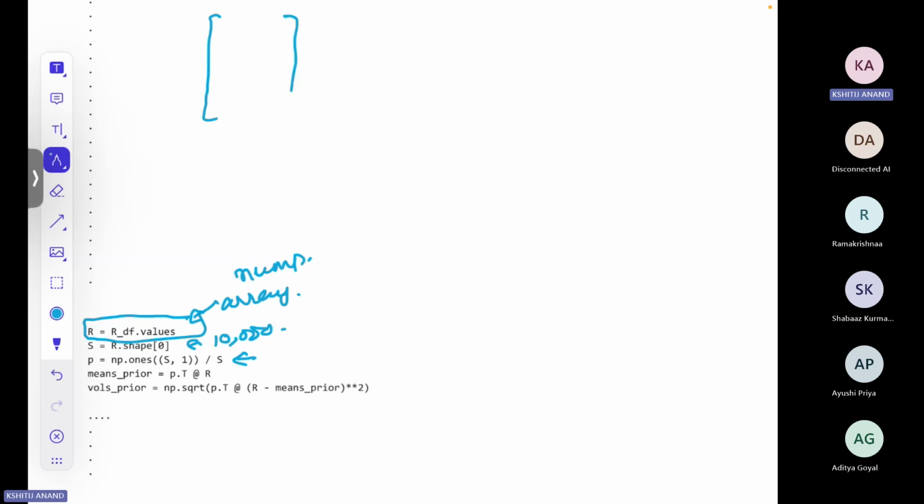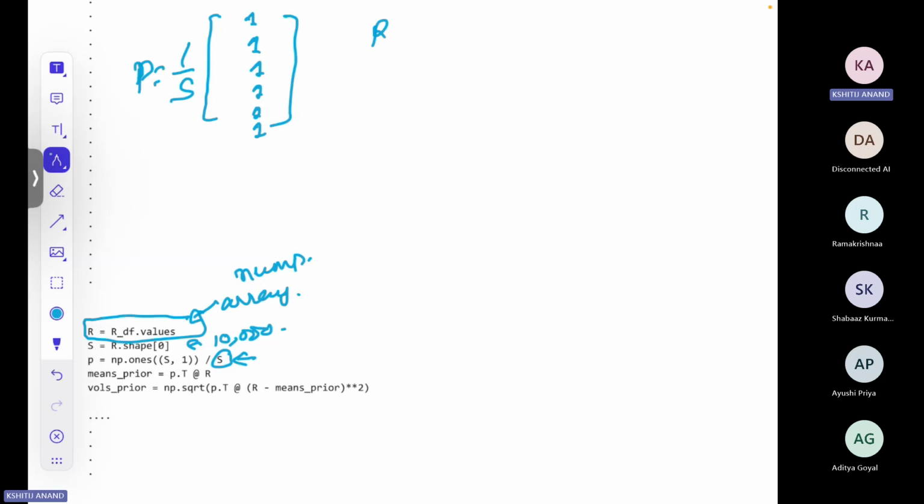S rows and one column, and np.ones means assign one to every row, assign one to every possible place. So this is basically your P. Now you see you are dividing by S. So basically this is 1 by S. Okay. So this is your prior distribution P.